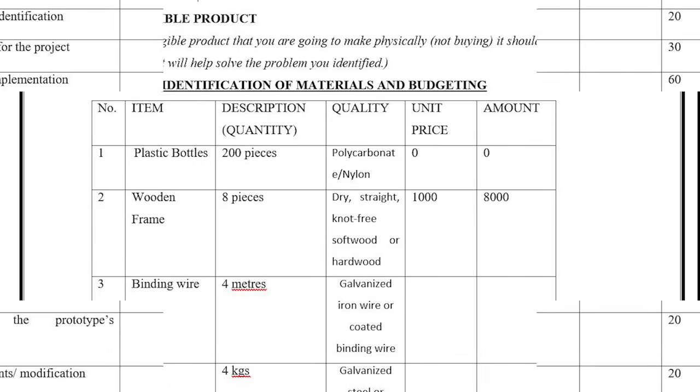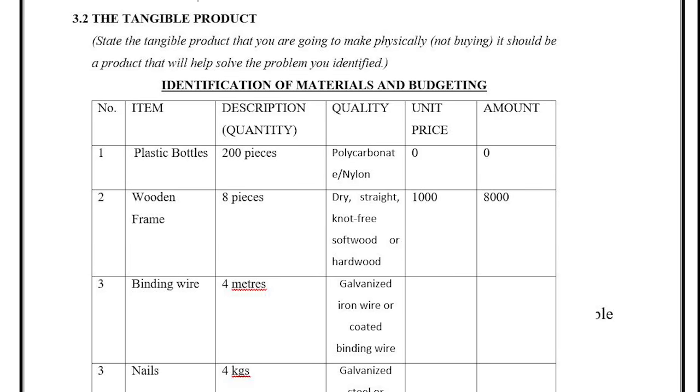Then still under chapter 3, you have tangible product. So under tangible product here, you state the tangible product that you're going to make physically, and you're not supposed to buy it. It should be a product that will help solve the problem that you identified. The first thing under the tangible product here is you're going to talk about the identification of material and the budget, which is for my project, it is plastic bottles, 200 of them.